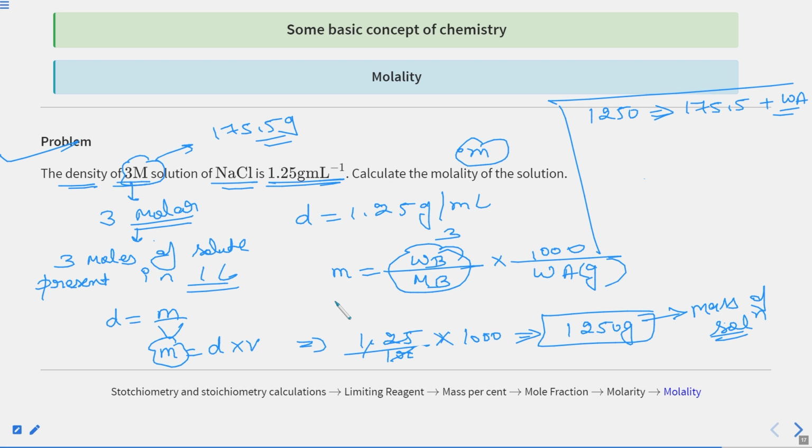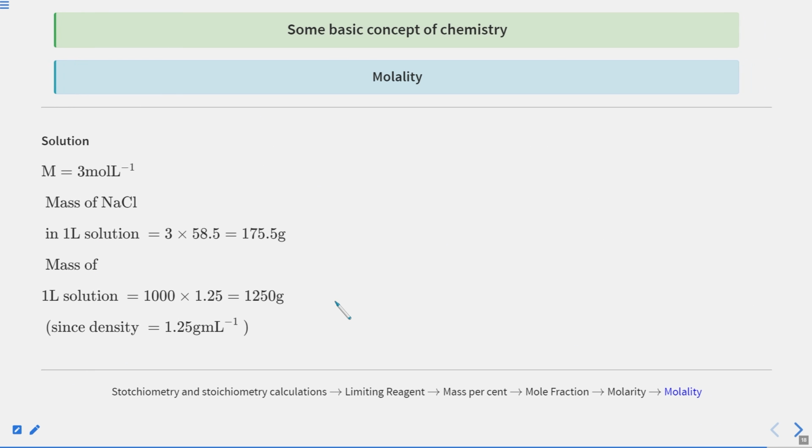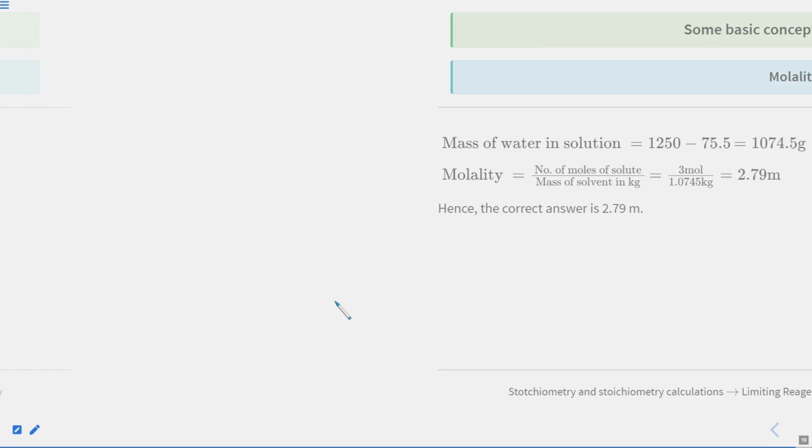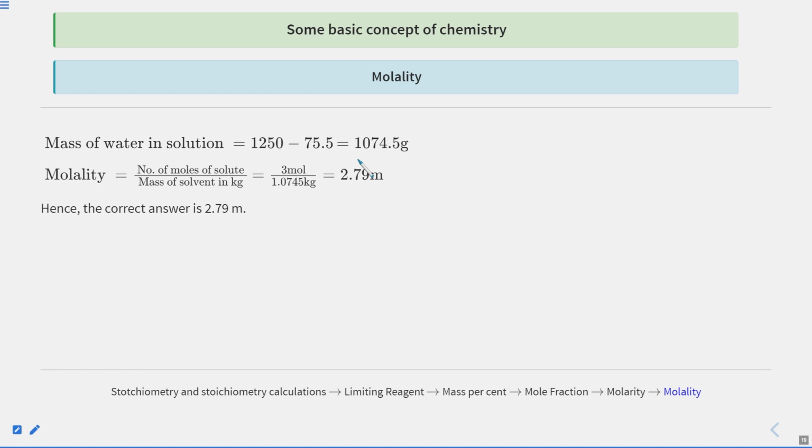So what can you do now? You can put the answer here. You can see the given mass of solvent, which is 1074.5 gram, and this 1250 is actually the mass of solution. So these are the common mistakes that students can make. You have to be very careful while solving these types of questions when there is a conversion of molarity to normality, normality to molarity, or molarity to molality.